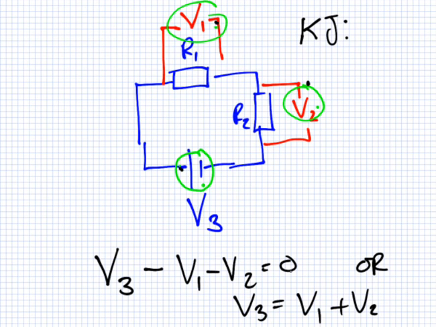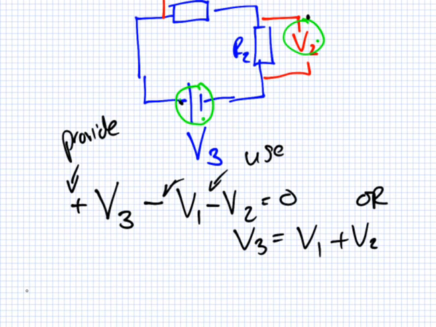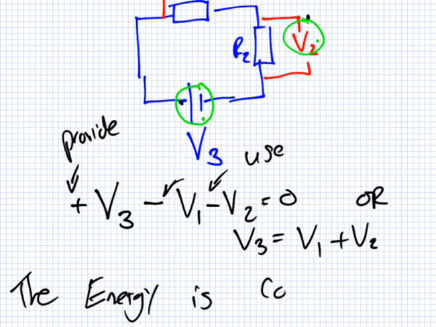Now, I didn't say, but the reason for this is because the charge is conserved. You should write this down. What that means is the charge doesn't change. So the charge you have going in equals the charge you have going out.